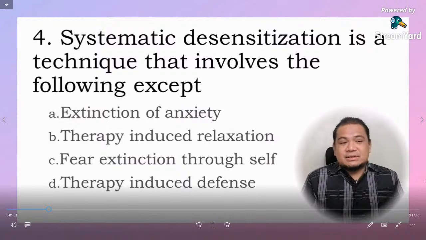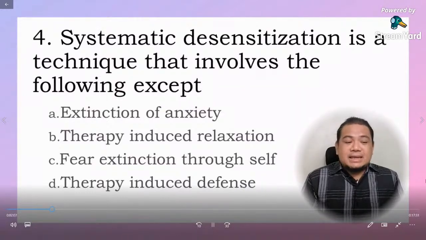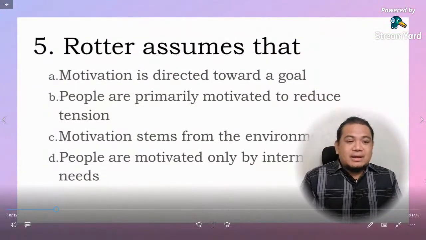Number 4. Systematic desensitization is a technique that involves the following except A. Extinction of anxiety. B. Therapy-induced relaxation. C. Fear extinction through self. Or D. Therapy-induced defense.